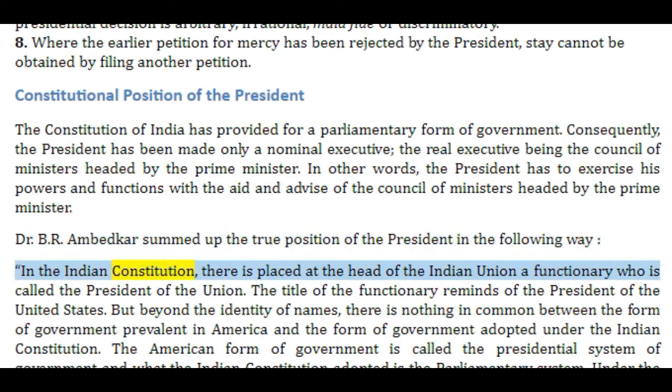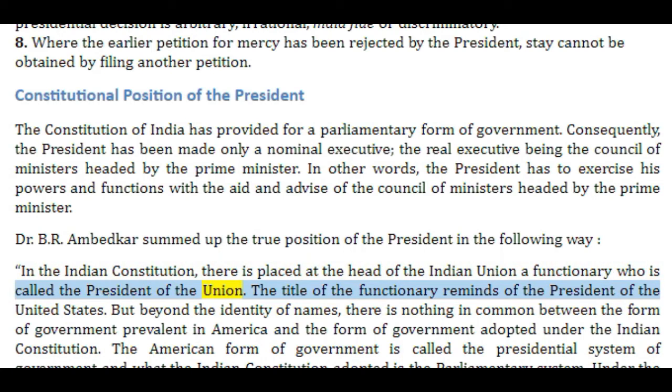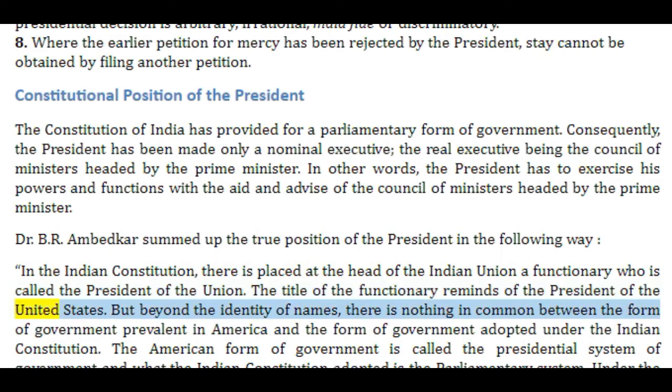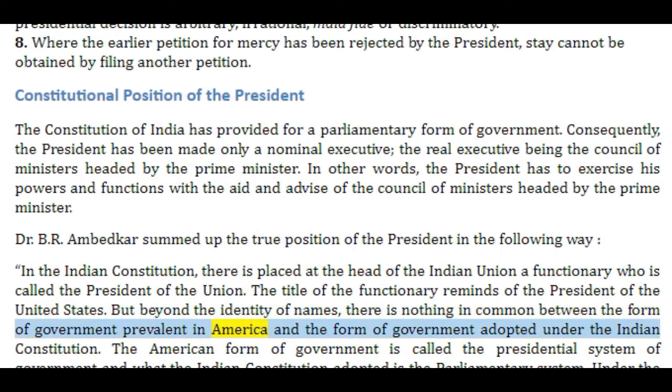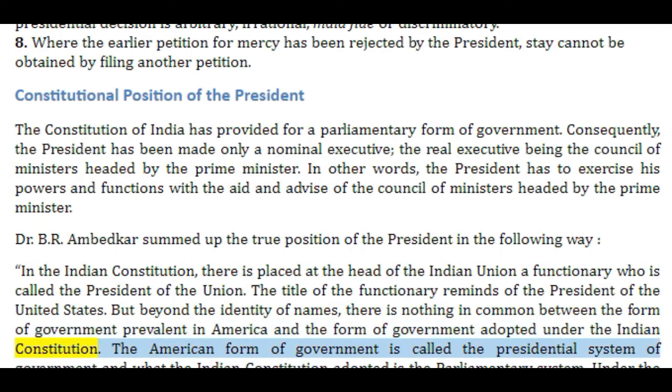In the Indian Constitution, there is placed at the head of the Indian Union a functionary who is called the President of the Union. The title of the functionary resembles that of the President of the United States. But beyond the identity of names, there is nothing in common between the form of government prevalent in America and the form of government adopted under the Indian Constitution.